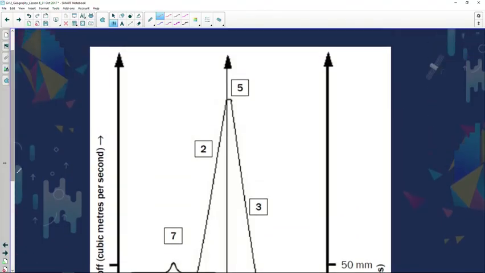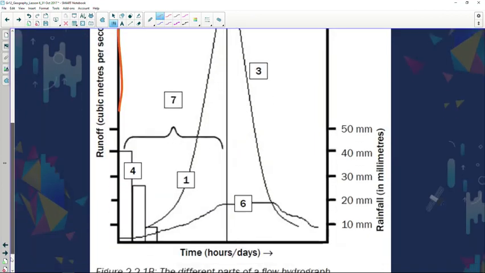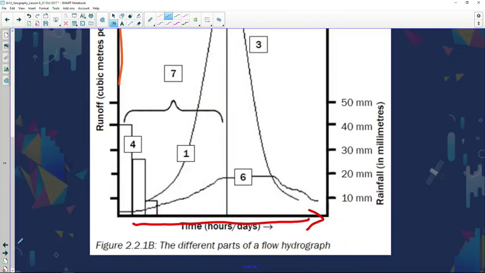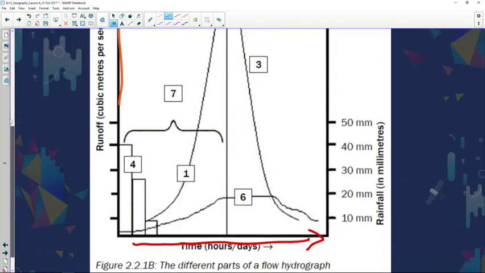Now, like all graphs, it has a vertical axis and a horizontal axis. Now, your vertical axis represents the amount of rainfall. Now, what do we measure it in? In millimeters. And the term that we use for runoff is cubic meters per second, how fast it's traveling. And then the horizontal axis is over the time period. It might be days, it might be hours.